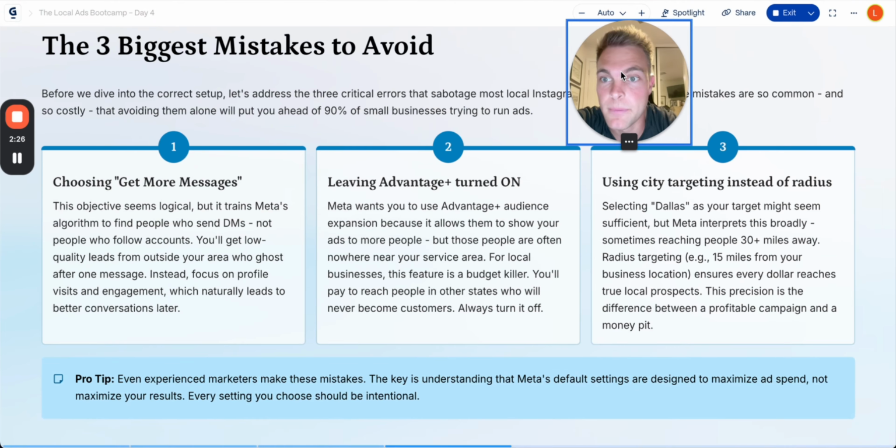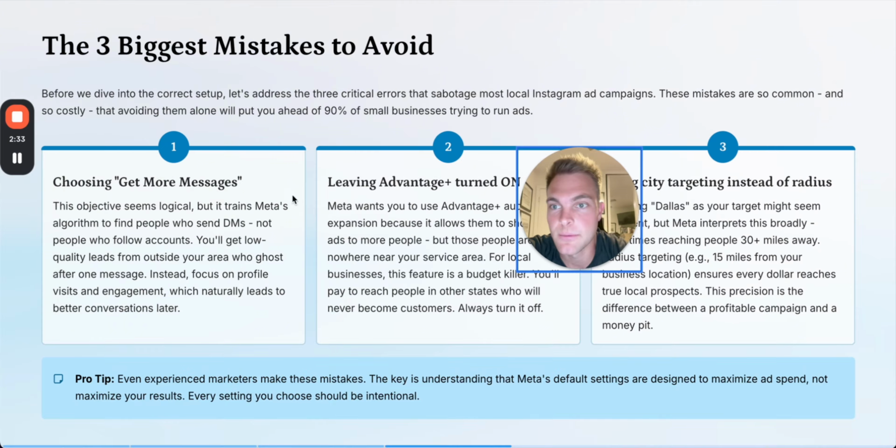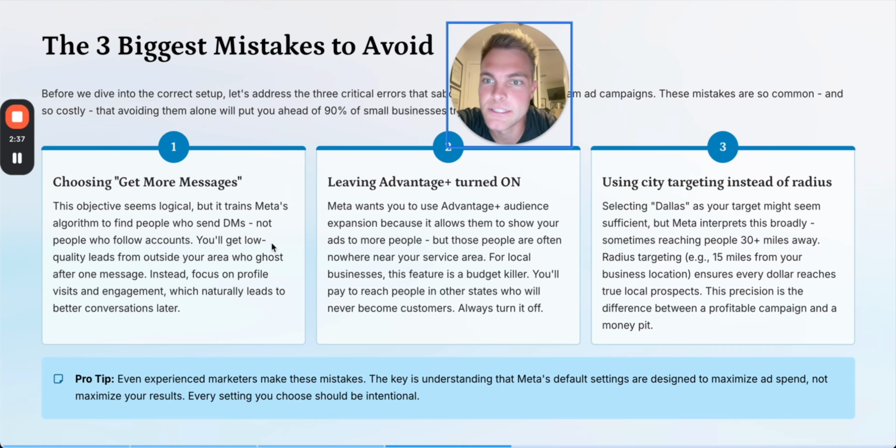So the 3 biggest mistakes to avoid first. It's going to be obviously get more messages. I don't want to read all this stuff, okay? Get more messages. It seems logical, but it trains Meta's algorithm to find people who send DMs, not people who follow accounts. You're going to get lower quality leads.